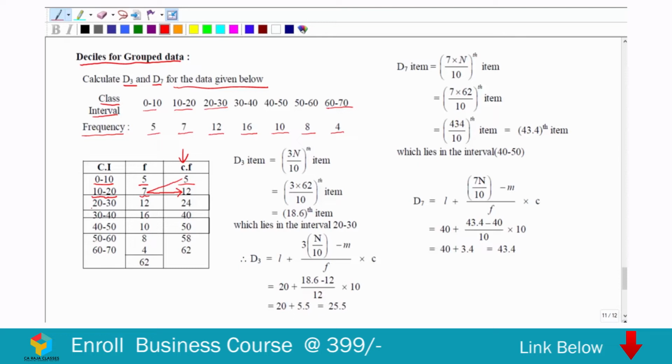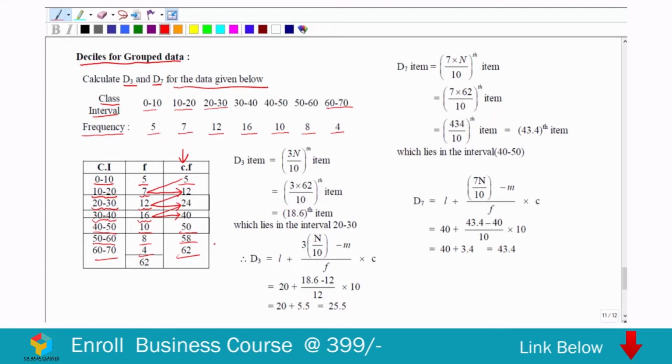Then for the third class interval 20 to 30, the frequency is 12. The cumulative frequency is the previous cumulative frequency 12 plus the current frequency of 12. So it is 24. And for the fourth class interval, 30 to 40, the frequency is 16. So the cumulative frequency is 24 plus 16, and that is 40. In this way we have to calculate cumulative frequency for all the cases.